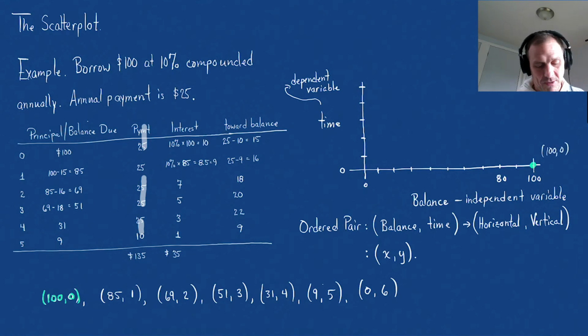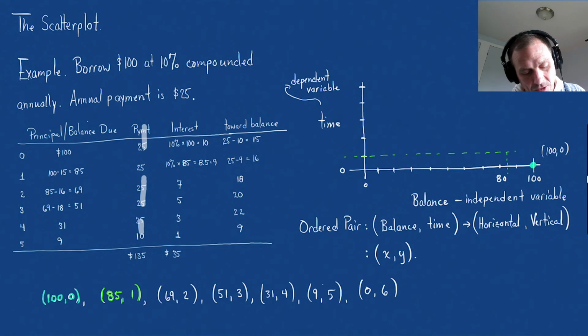And now let's go to the next one. We'll do this one in green. This one is 85, 1. So now I go over to 85. Well, 85 is about here. And then I want to go up to where time is 1. And where these two meet, like if you have graph paper, this is a great use of graph paper, because we are graphing. So this is the ordered pair 85, 1.